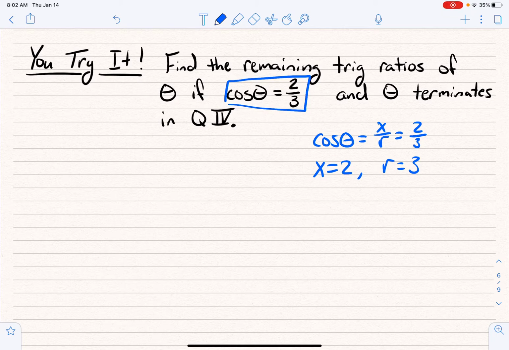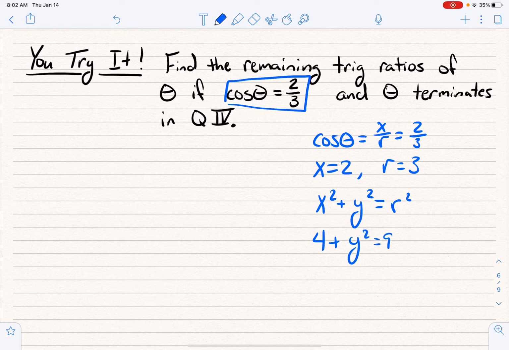All right, but then I've got to do x squared plus y squared equals r squared. So I get 4 plus y squared is equal to 9. So therefore y squared is 5 and y is equal to plus or minus the square root of 5. Super duper important. Plus or minus.